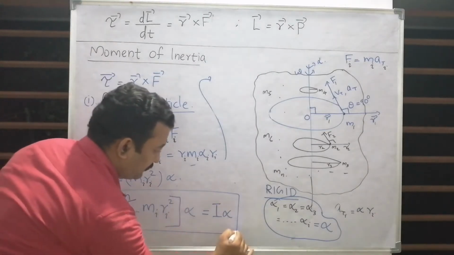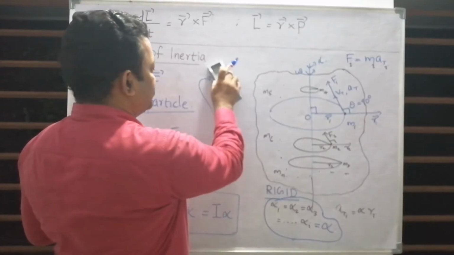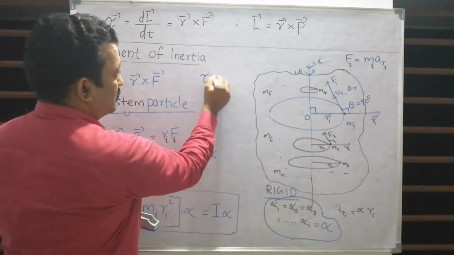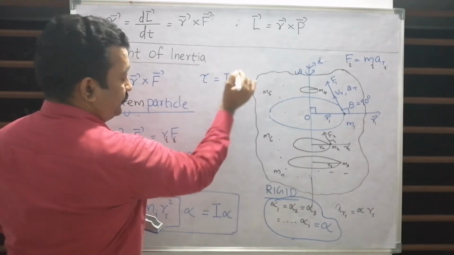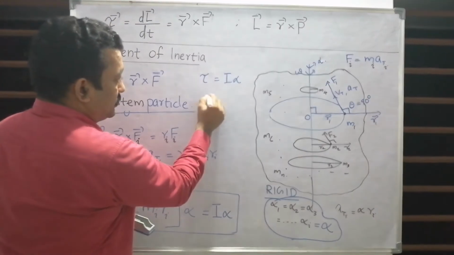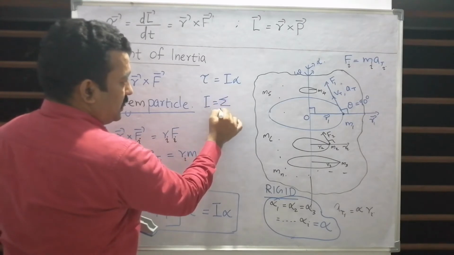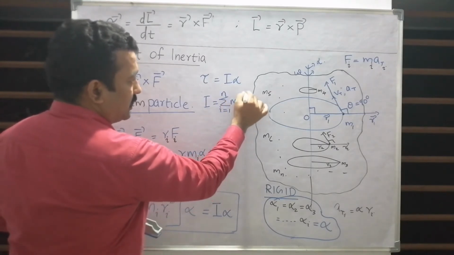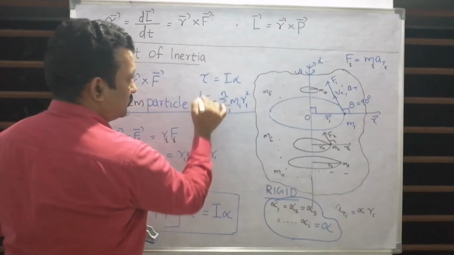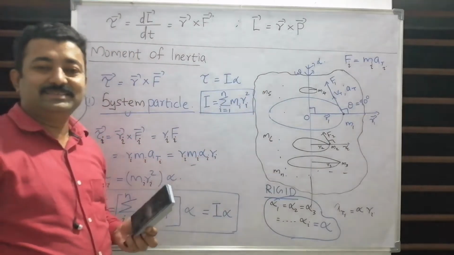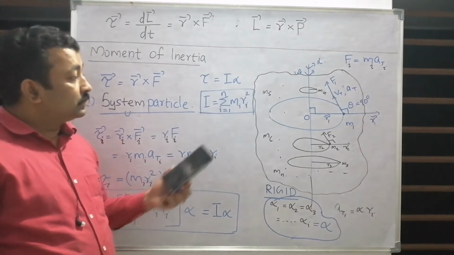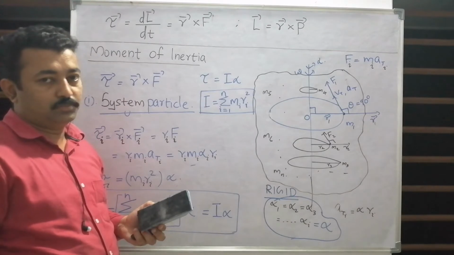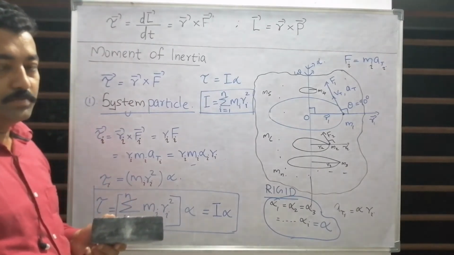So for a system of particles, what will be the expression for torque? The torque is equal to I alpha, and I is equal to sigma i = 1 to n mi ri square. So that is the expression for moment of inertia of a system of particles.